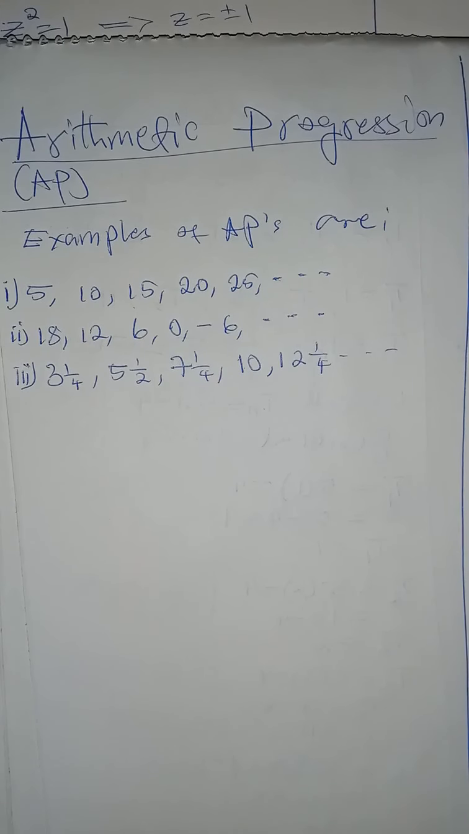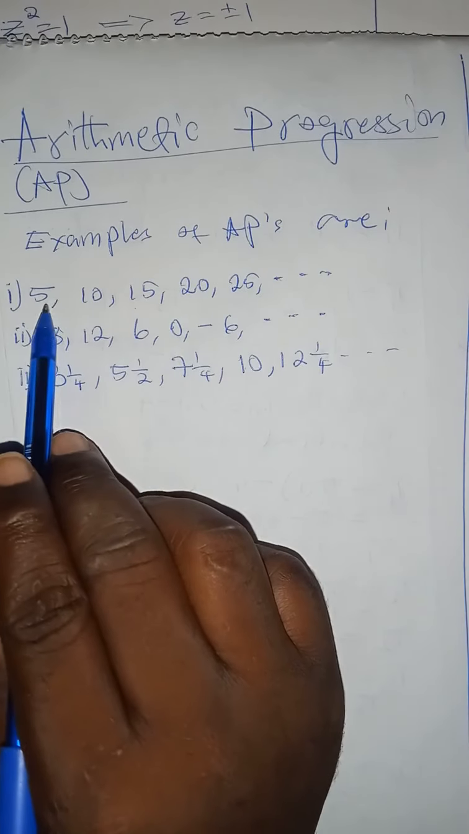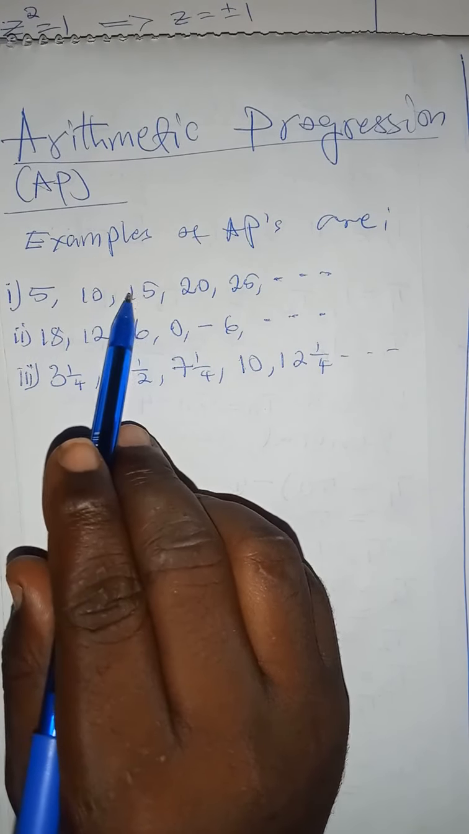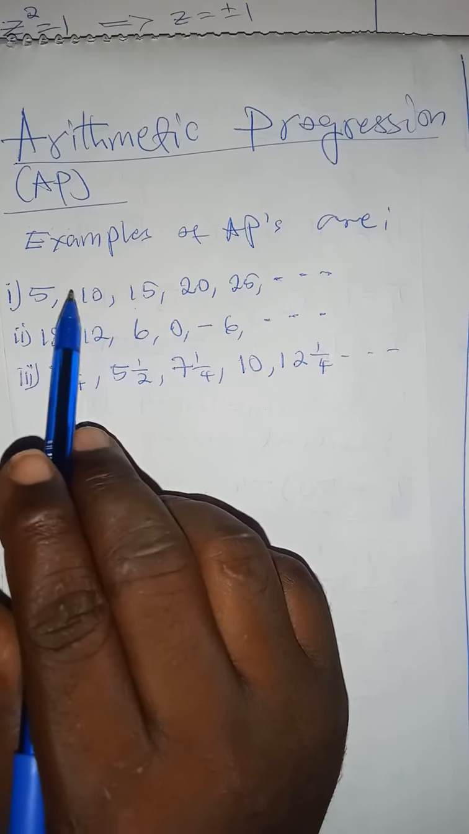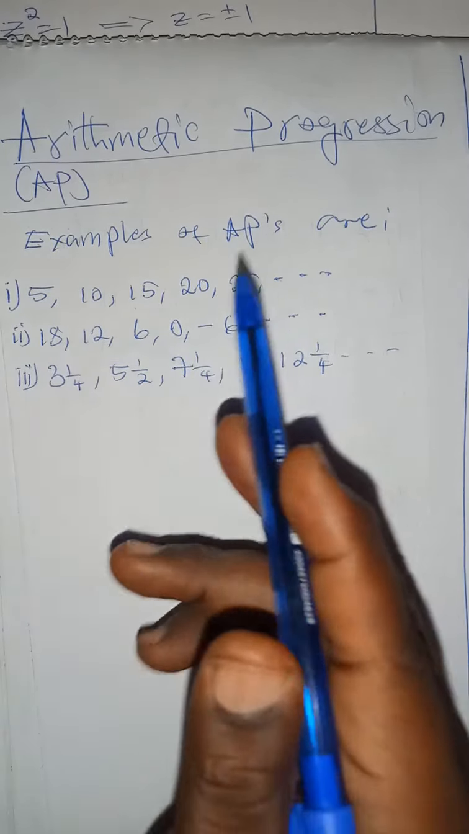Alright, welcome back class. In this video, we're going to talk about arithmetical progression. It's a type of sequence. So an arithmetical progression, or arithmetic progression, sometimes called linear progression, is one in which the difference between two consecutive terms is the same throughout. Consecutive terms means one following the other.